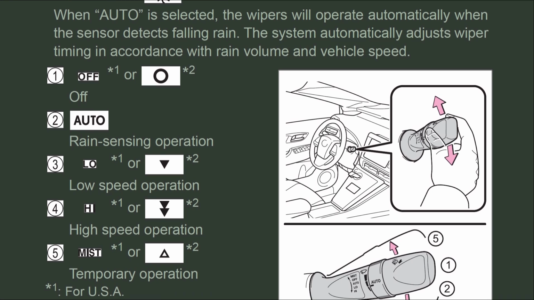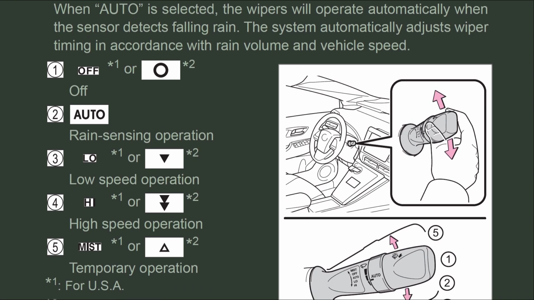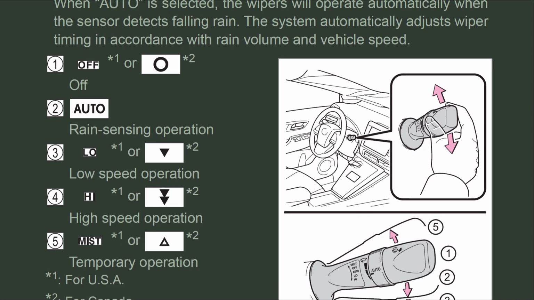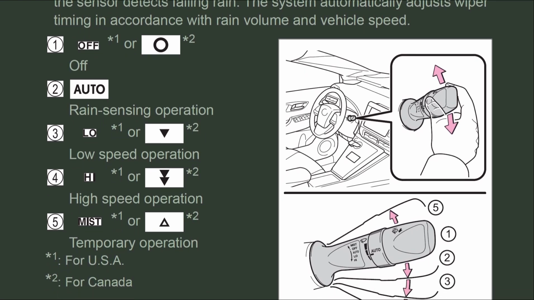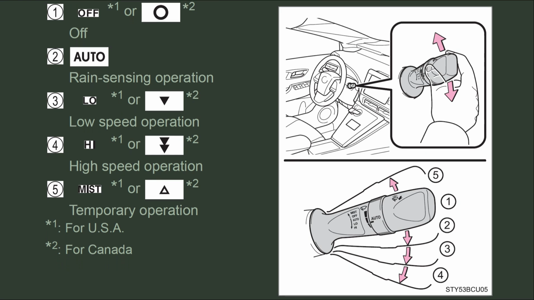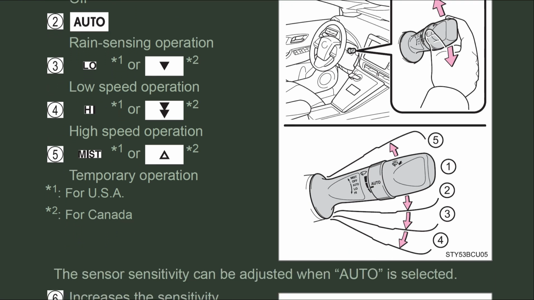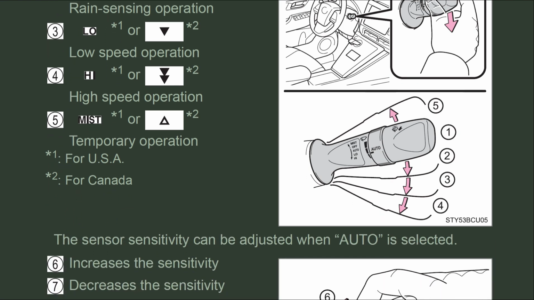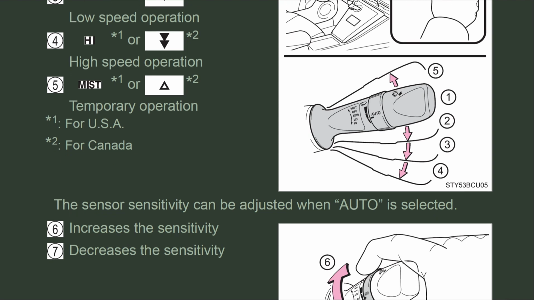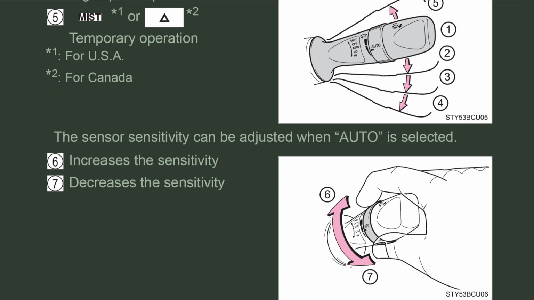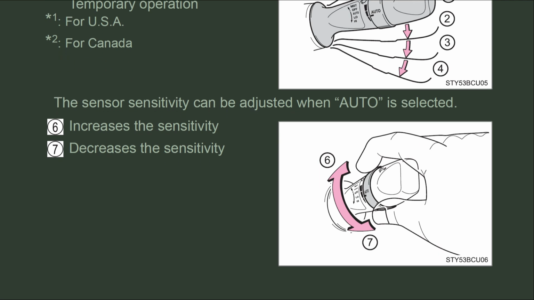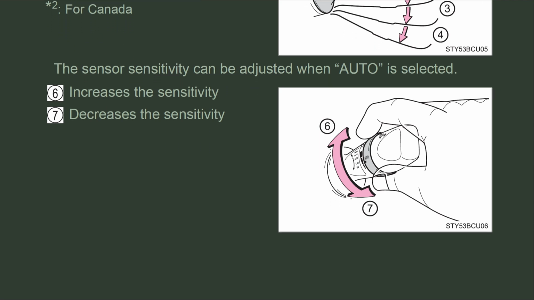1 or 2. Off. Rain sensing operation. 1 or 2. Low speed operation. 1 or 2. High speed operation. 1 or 2. Temporary operation. 1. For USA. 2. For Canada. The sensor sensitivity can be adjusted when Auto is selected. Increases the sensitivity, decreases the sensitivity.